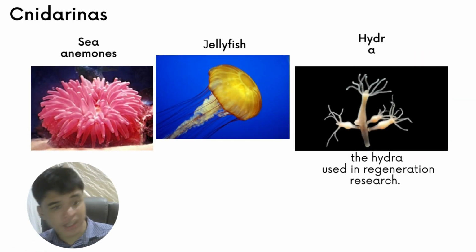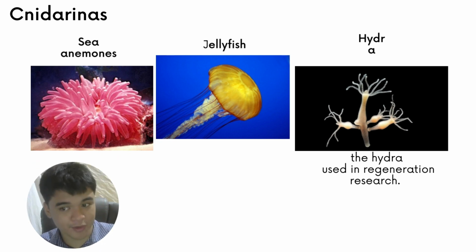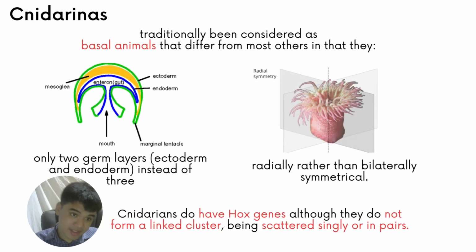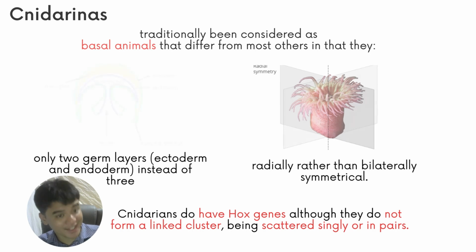And now we have another type of basal animals, the cnidarians, which comprise the sea anemones, the jellyfish, and the hydra. In a special case, the hydra is used for regeneration research. And a special case for cnidarians, why? Well, they are basal animals, but they have two germ layers rather than three. So they have the ectoderm and the endoderm. And they are radially rather than bilaterally symmetrical, which is also different from the other animals. They do have Hox genes, so they're much closer to real animals, but they do not form linked clusters. Rather, they are scattered singly or in pairs, which makes them very unique.